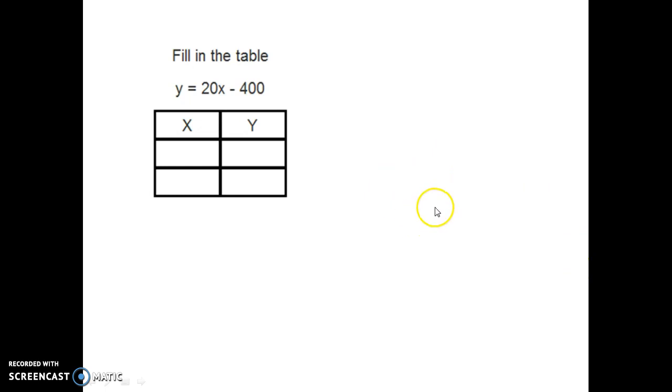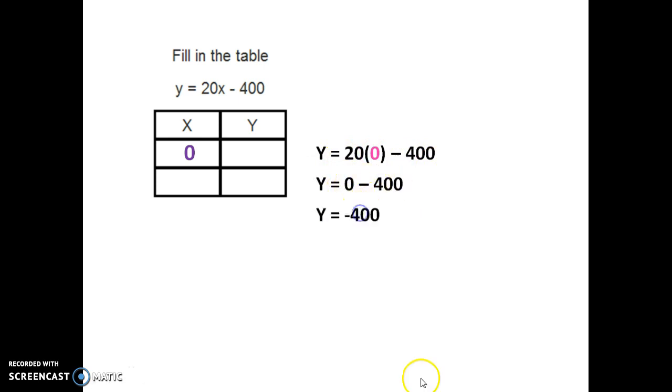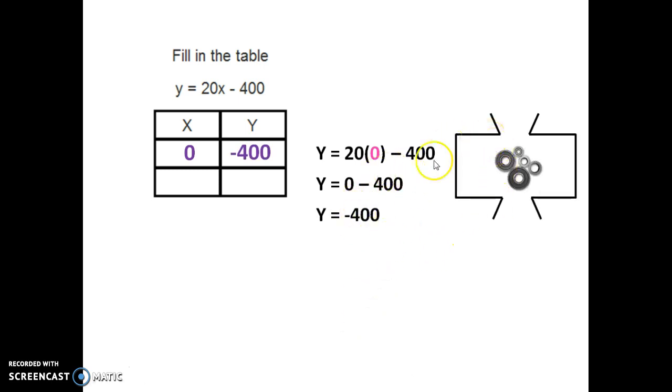So let's fill in this table here. We can use this rule to build a pair of numbers. We have our independent variable, the one that we get to choose, and then our dependent variable, which depends on whatever we chose for our independent variable. If we choose 0 for x, we put in y equals 20 times 0 minus 400. But 20 times 0 is 0, minus 400, so y equals negative 400. In the machine form here, we are inputting a 0, and our output is negative 400.